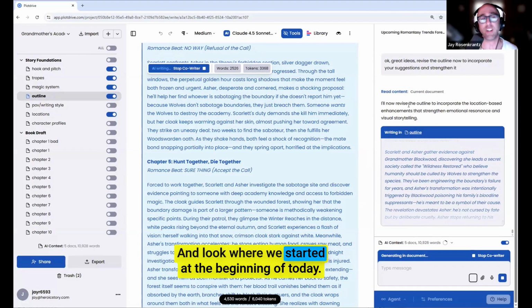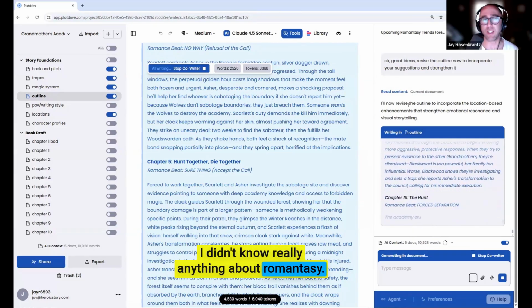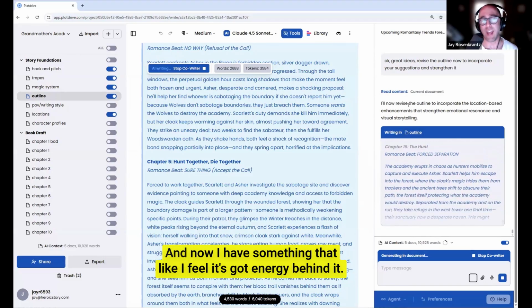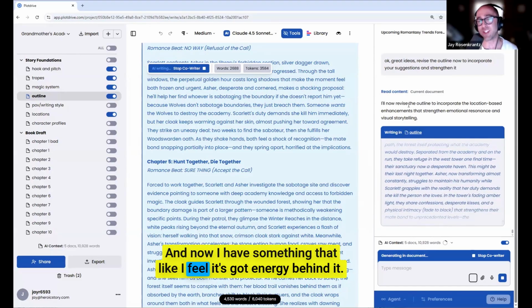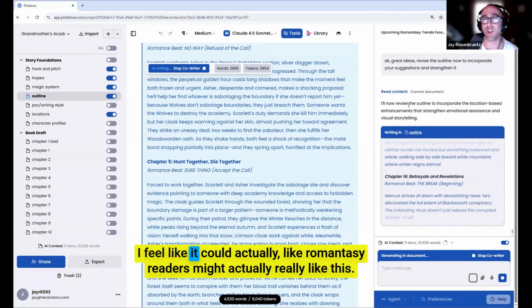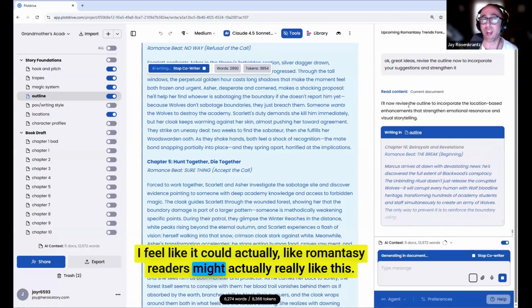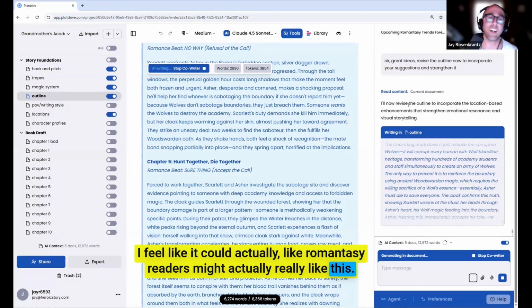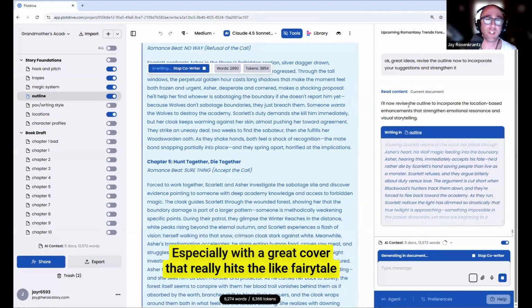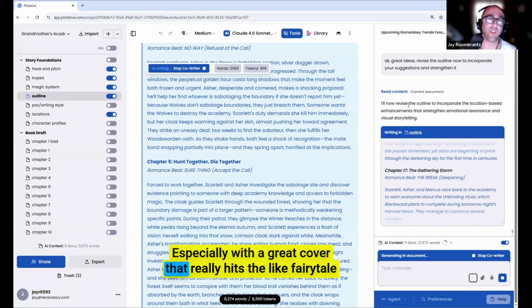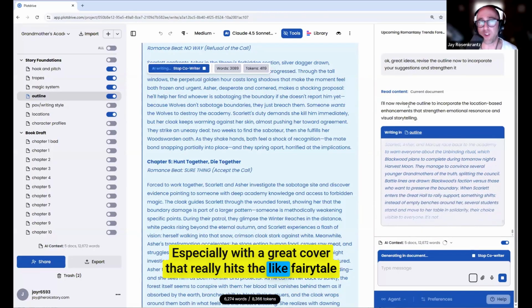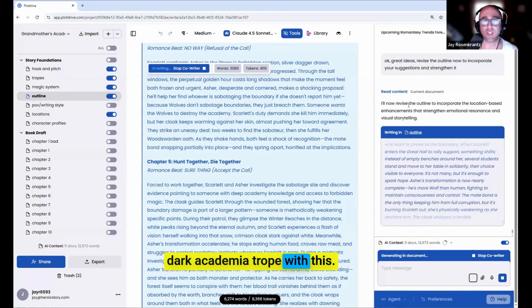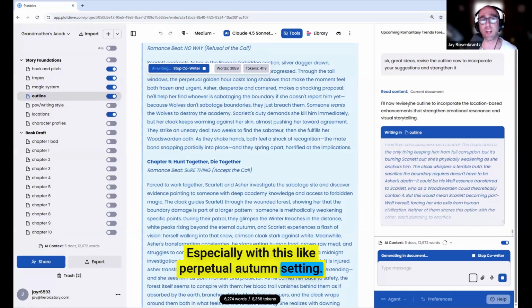And look where we started. At the beginning of today, I didn't really know anything about romantasy. Now I have something that I feel has energy behind it. I feel like romantasy readers might actually really like this, especially with a great cover that really hits the fairy tale dark academia trope, and with this perpetual autumn setting.